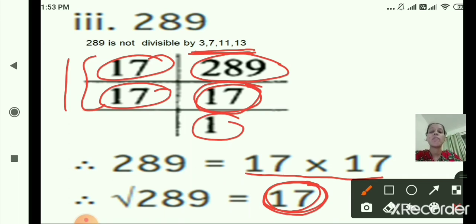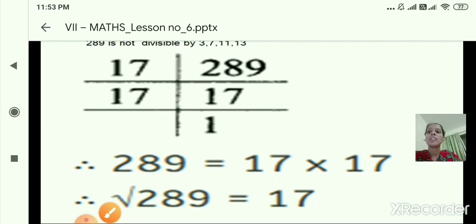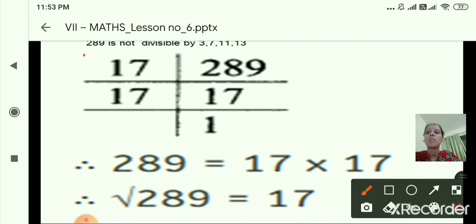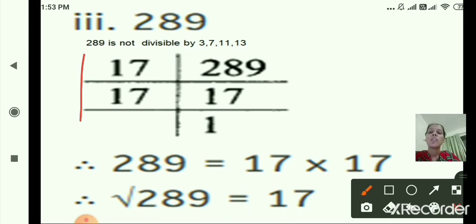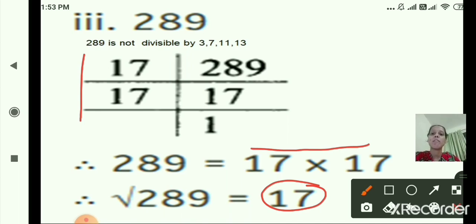As this number is not divisible by 3, 7, 11, 13, directly we'll start with 17. So 289 divided by 17 is 17 and 17 ones are 17. So the factors are 17 multiplied by 17. You will write down the factors, then you will pair the equal factors. We got only one pair, so you will take one factor from that pair, that is 17. So the square root of 289 is 17.